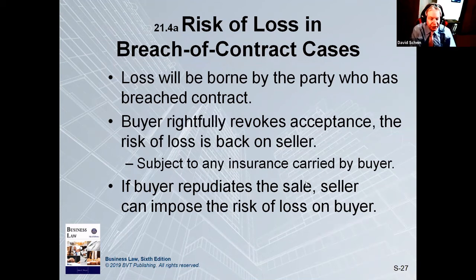Now you can see the significance of this first bullet. The loss will be borne by the party who has breached the contract. In one case, the buyer rightfully revokes acceptance, and the risk of loss is back on the seller. If the buyer repudiates the sale, the seller can impose the risk of loss on the buyer. So basically, the idea here is assigning risk of loss based on the free on board term in the original agreement, but then if someone breaches the agreement, there's going to be a little bit more leeway there.